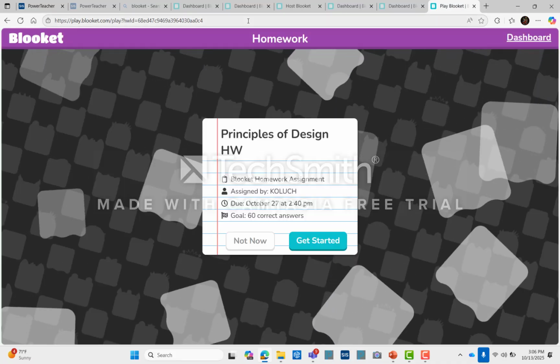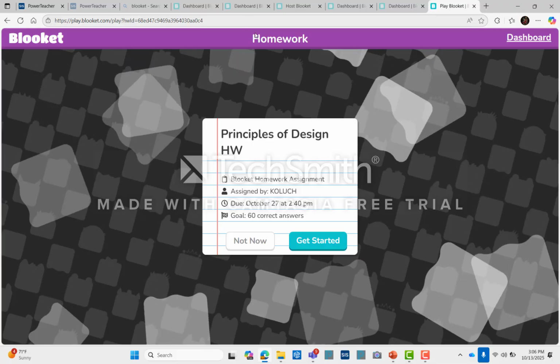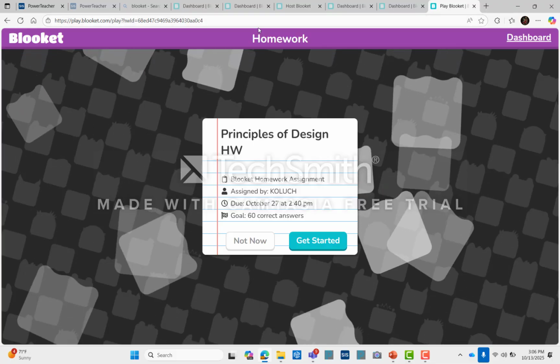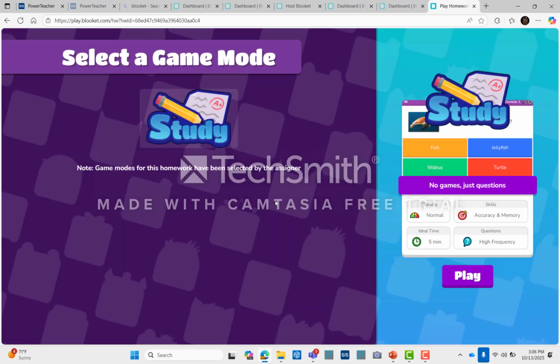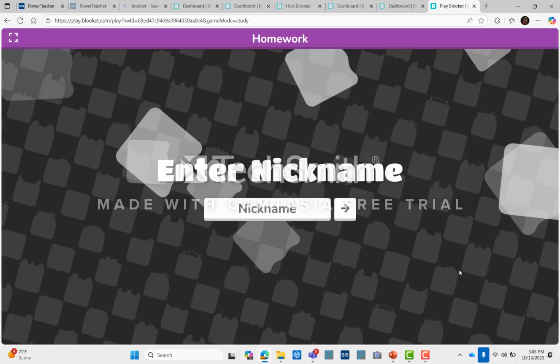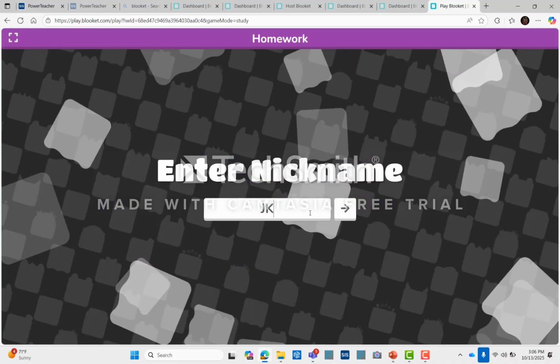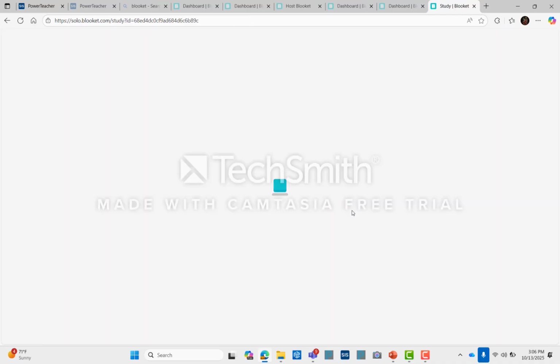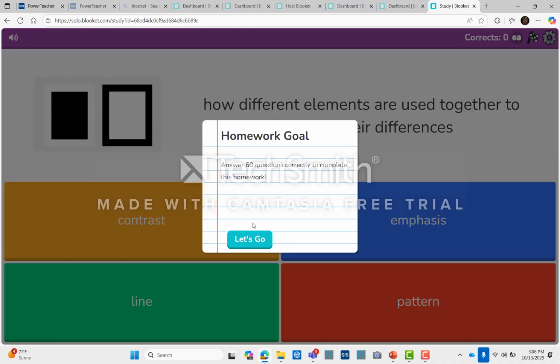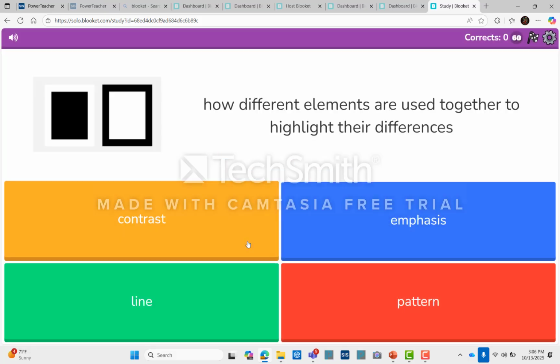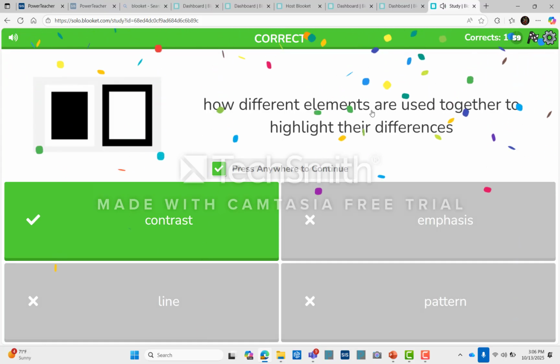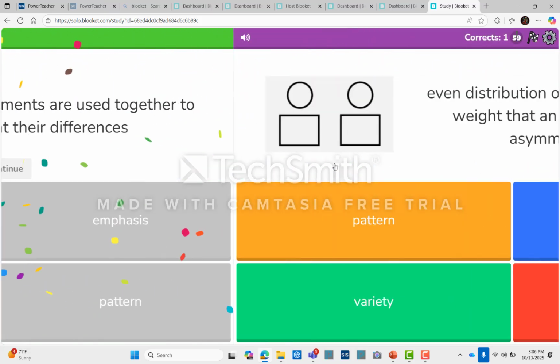All right, friends, here we go. Principles of Design homework. This is a good one. Study mode, and then click play. Homework goal, answer 60 questions. Now this one is not mine, okay, but you can see the black next to the white. What's the answer? Contrast: how different elements are used together to highlight their differences.